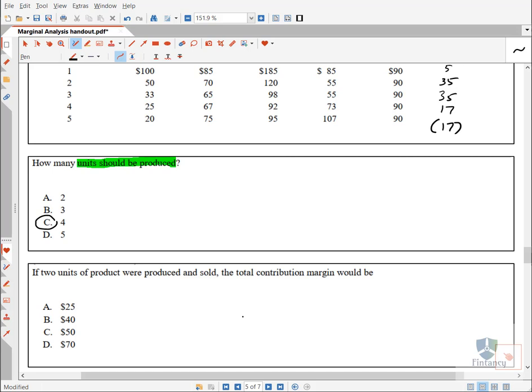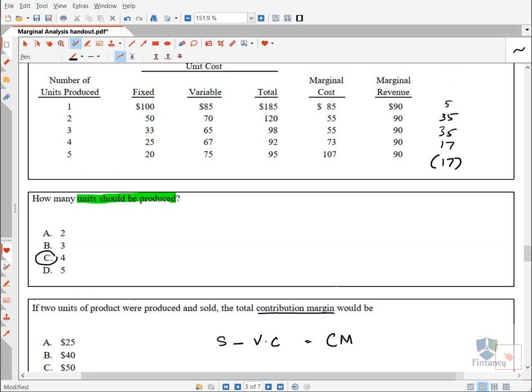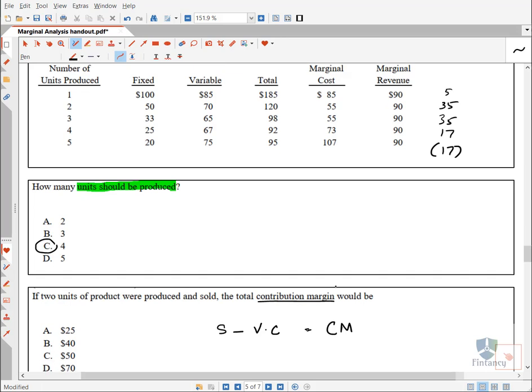If 2 units of the product were produced and sold, what is the total contribution margin? What do you think? Remember what contribution margin is? That is sales minus variable cost. That is called contribution margin. So if 2 units, not the second unit, 2 units. Think about it. I'm giving you 30 seconds for this.